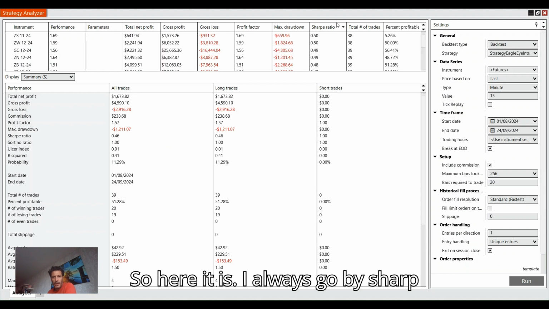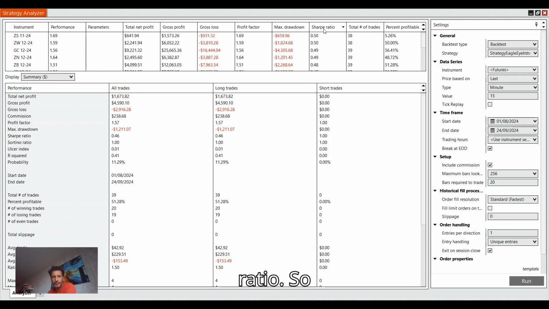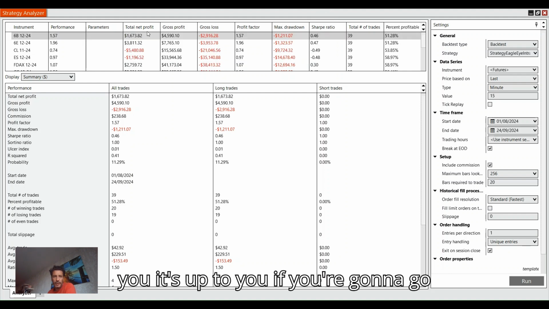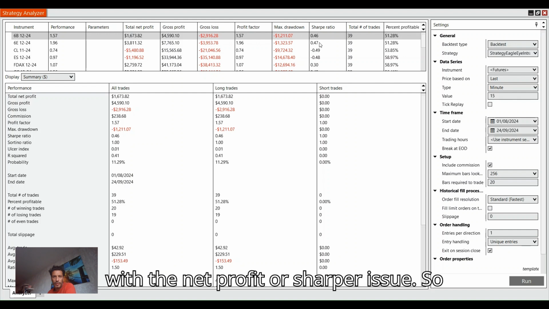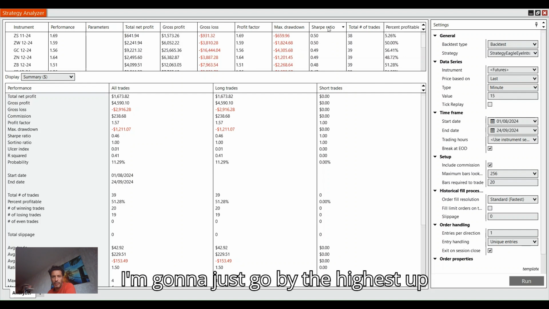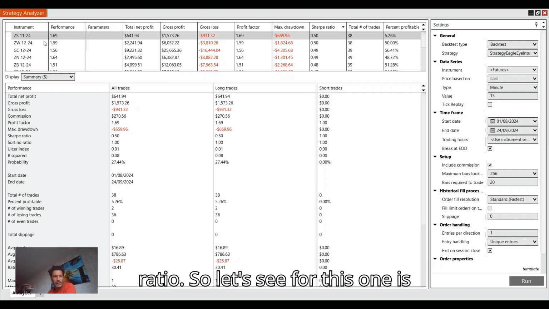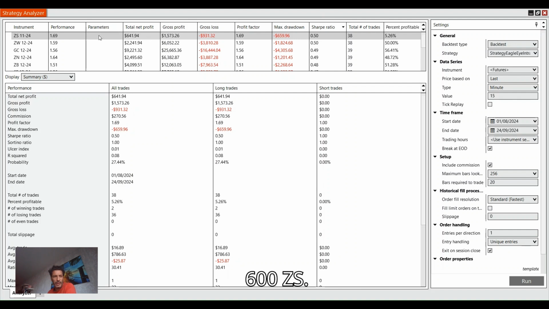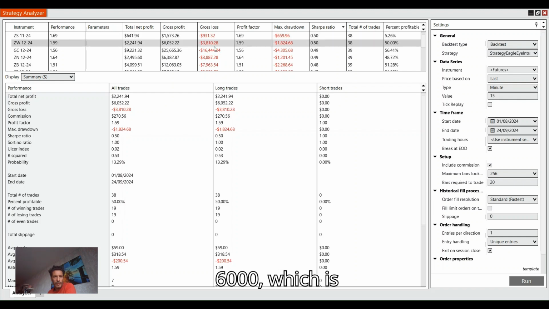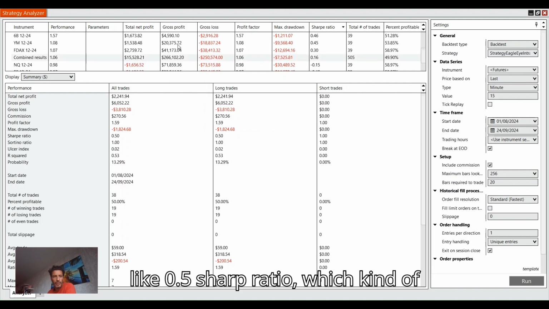So here it is. I always go by Sharpe ratio. It's up to you if you're going to go with the net profit or Sharpe ratio. So I'm going to just go by the highest Sharpe ratio. So let's see, for this one it is 600, ZS, for ZW 6000, which is like 0.5 Sharpe ratio, which is kind of decent.